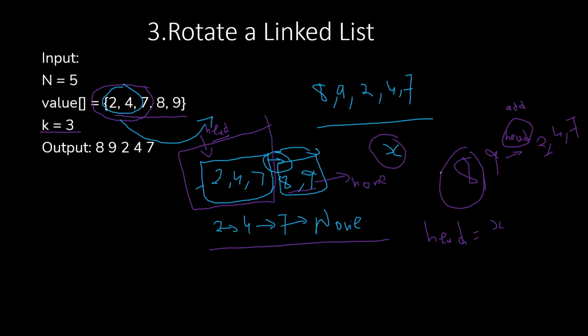This arrow address is pointing towards 8. So now the new head will become 8 here. In this way we rotate our linked list. First we have to separate these two elements by iteration. So the number of iterations will depend on the k value. Here k value is 3.